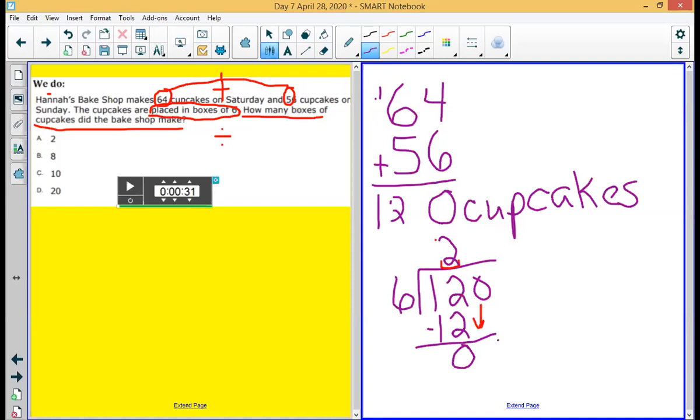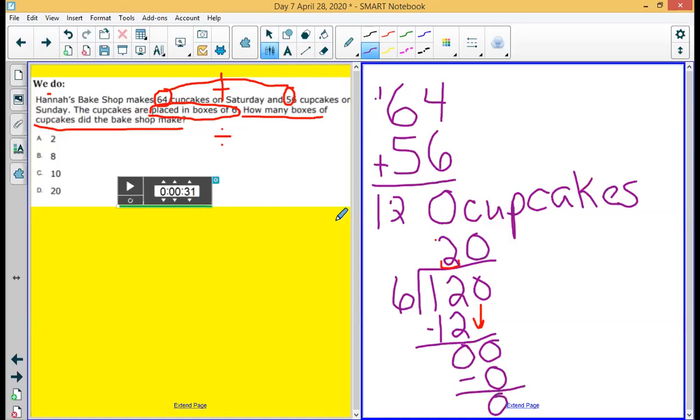My next digit is 0. 6 goes into 0, 0 times. Now I have to have that 0 there because 6 times 20 is 120. I'm dividing into 120. I'm not just dividing into 12. I had a 2 here. That means that I'm just doing 2 times 6 only gives me 12. I have 120. So I have to have that 0. So 0 times 6 gives me 0. And there's 0 left and nothing else to bring down.